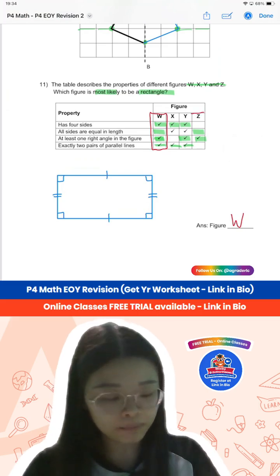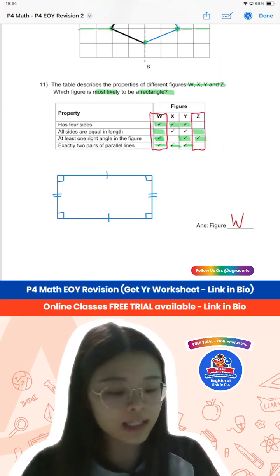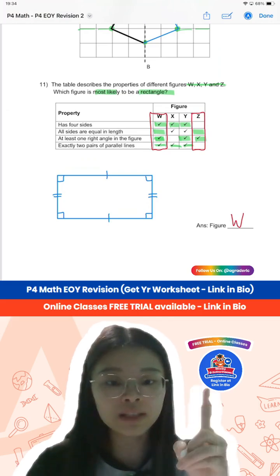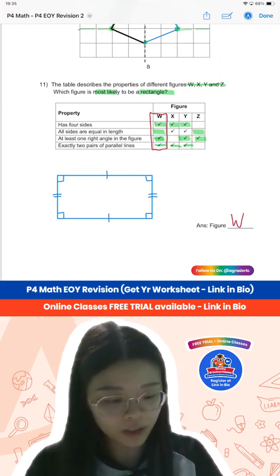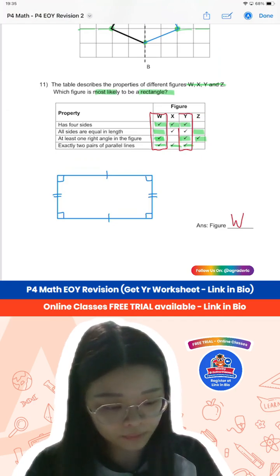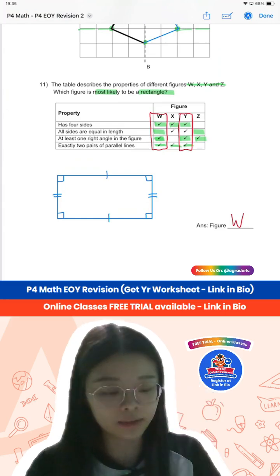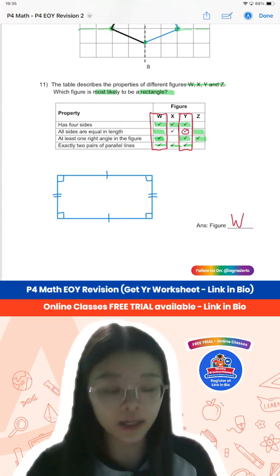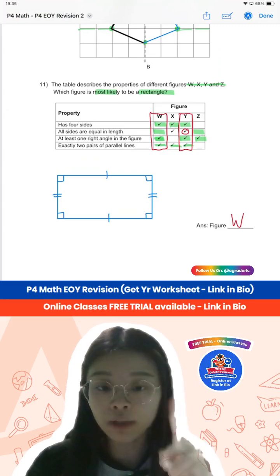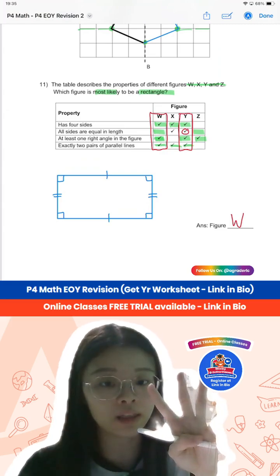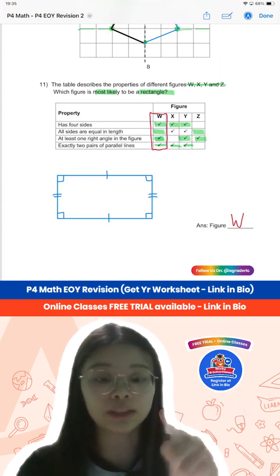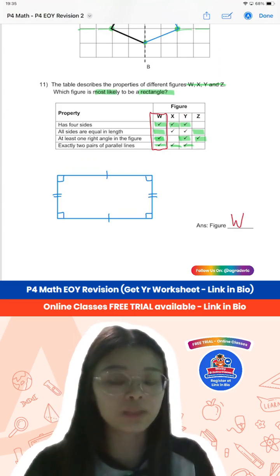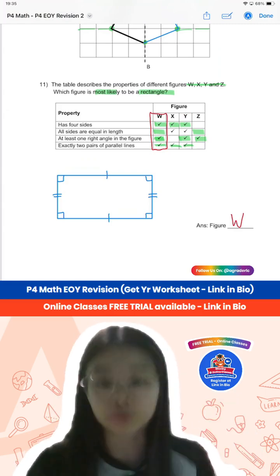So for example, if we look at Z over here, Z doesn't have 4 sides because there's no tick. It means Z doesn't have 4 sides, so that's not a rectangle. Or if I look at another example, Y only has 3 highlighted. Even though it says tick, that's wrong because a rectangle doesn't have 4 sides that are equal in length. So I know Y is also wrong. What we are looking for is the one with all highlighted. This means they actually satisfy all the rules of a rectangle.